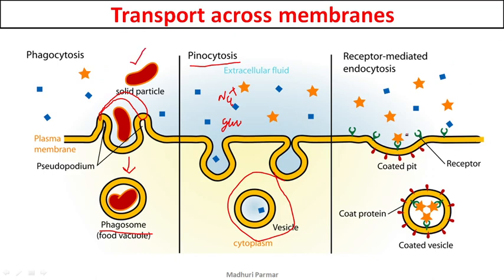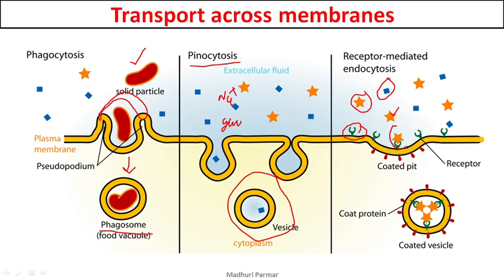And finally, there is receptor mediated endocytosis. There are receptors on the cell membrane, as we had discussed. These receptors are very specific. They will allow only one thing to attach. For example, you can see here there are square type of molecules and star type of molecules. But these receptors can bind only with the star type of molecules.